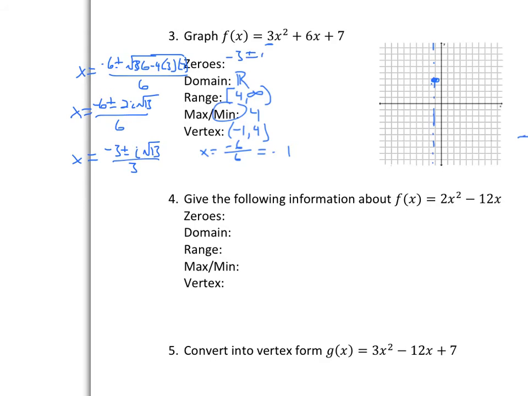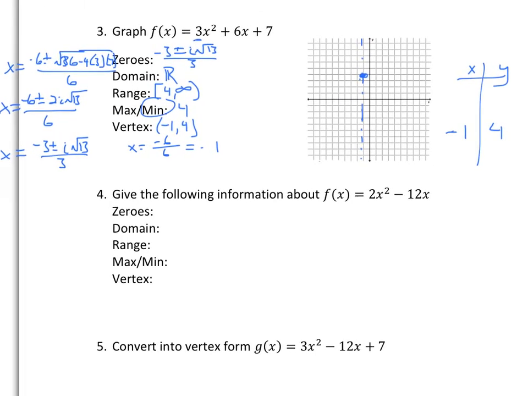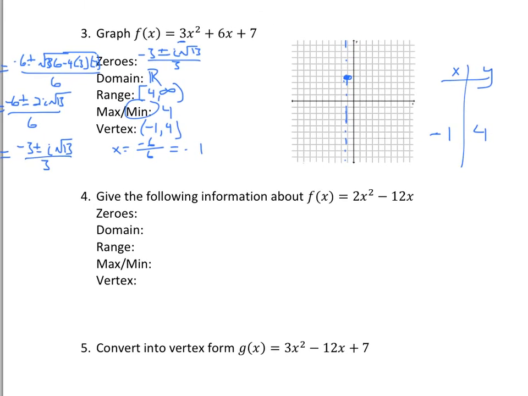Notice that they're imaginary zeros. What does that mean? Well, what it actually means is it's never going to cross the x-axis. Notice here that I start above the x-axis and I have a minimum, so it's going to go up to infinity. So you're never going to actually cross the x-axis.